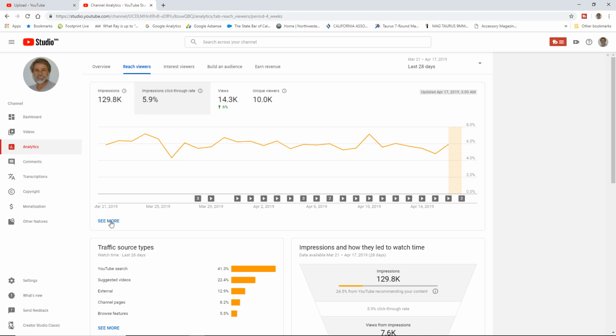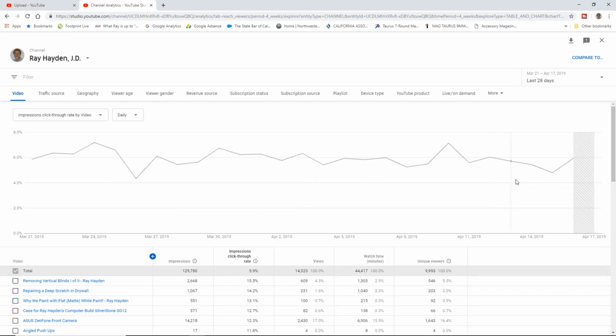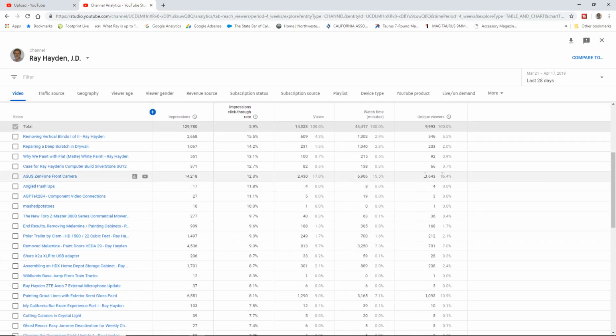So let's look at this in here. We're going to look at see more. Let's get rid of the multicolored rainbow of colors down there. And we are focused on impression click-through rate in the last 28 days, all right? Let's get rid of the chart because we don't need it at all. If we did the math on it, we would find out that in the last 28 days, I did have an impression rate of 5.9%, right? We already saw it on the other page. Let's look at this first video right here.